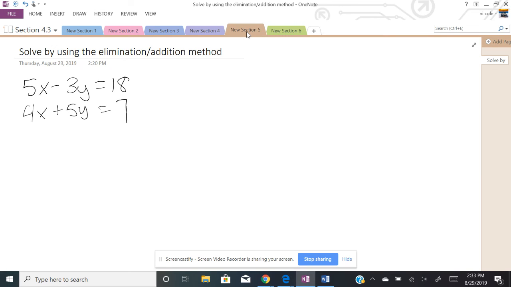All right, let's look at this problem. Again, my x's are not the same and opposite, and my y's are not the same and opposite. The other thing I'm going to note is that I can't just multiply one of the equations. I cannot just multiply the top number by something and get it to equal 4x. And same with the bottom one, I can't multiply 4x by some number to equal 5x. So I'm going to have to multiply both equations by some number. And I'm going to get rid of the y's.